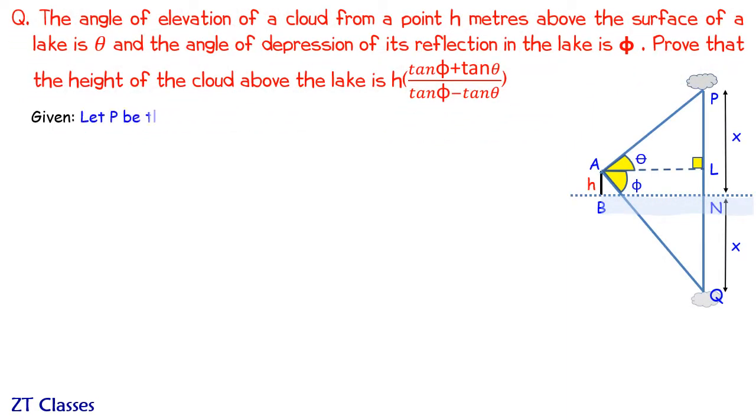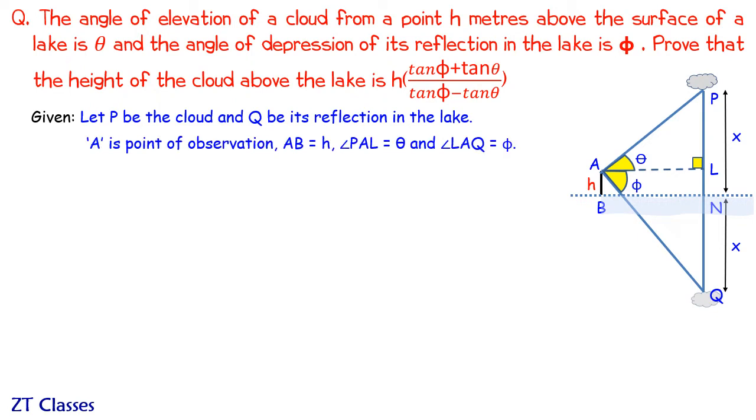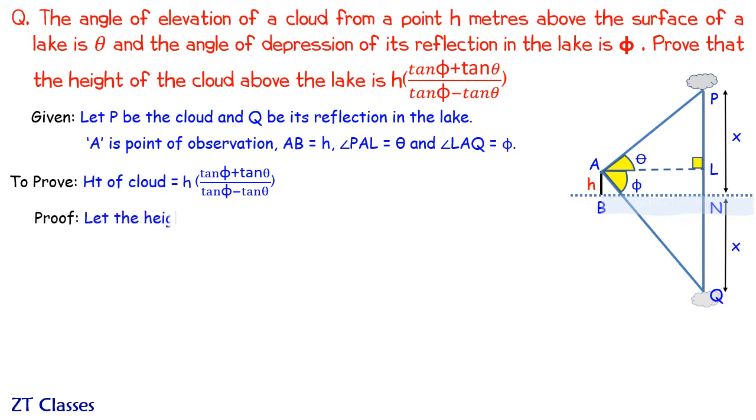Here what is given is that P is the cloud and point Q is its reflection in the lake. A is the point of observation, and AB is h. Angle PAL, that's the angle of elevation, is theta. Angle LAQ, that's the angle of depression, is phi. Here we have to prove that the height of the cloud is h times (tan phi plus tan theta) upon (tan phi minus tan theta). Let's see the proof of it.